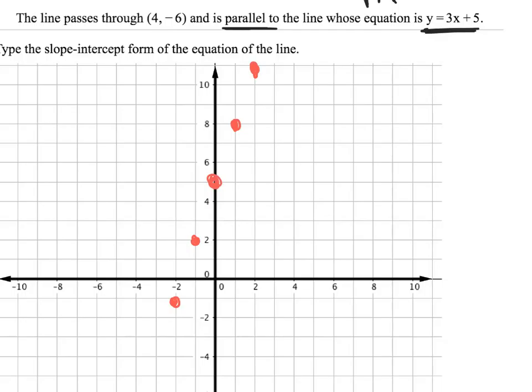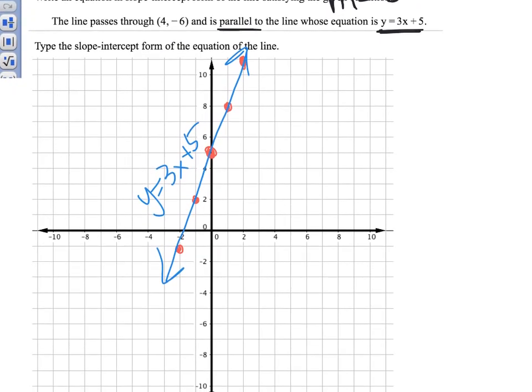So we see that this line is y equals 3x plus 5. All right. So now the line we're looking for is going to go through this point. So 4, negative 6. So 4, negative 6 is right here. And we know that the line that we're trying to draw is going to have that exact same slope. So the best I can, I don't know how I'm going to do this. Let's see. So I know what I'll do. I'll copy.